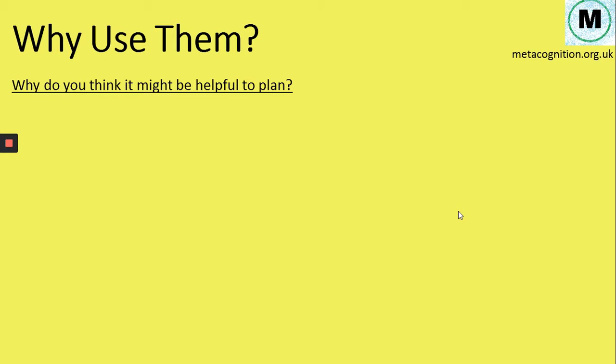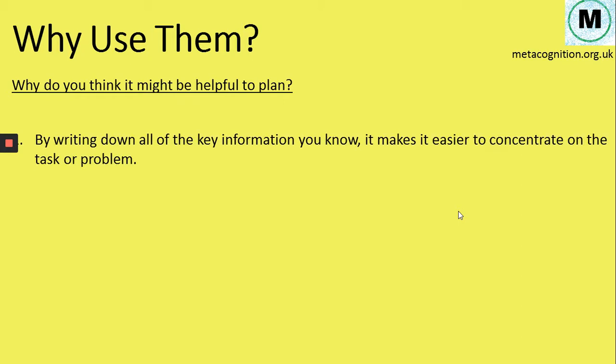Right then, hopefully you've got some ideas down. I do as well, so I'm going to go through why I think it's important, and you can see how many of these ideas you've got. So firstly, it's really important to write down everything you know so that it's easier to do the task.